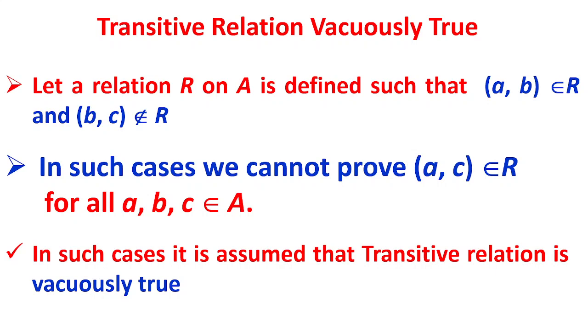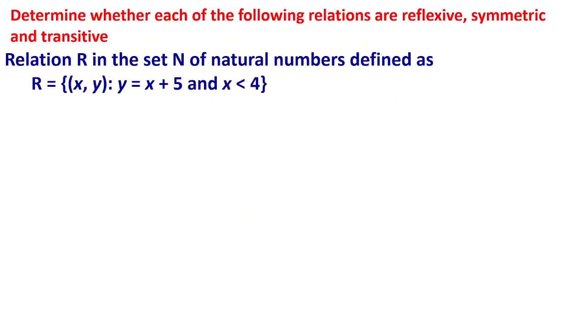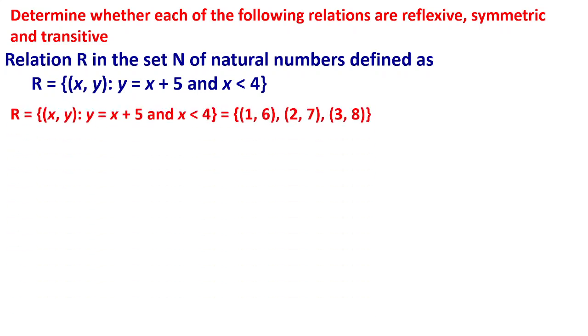Again I repeat, A comma B is available, but B comma C is not available. A is related to B, but B is not related to anything. In that case, it is taken that the transitive relation is true. Let us take one example now, of how it is vacuously true. Relation R on the set of natural numbers is defined by x comma y, where y is equal to x plus 5 and x is less than 4. And I am getting 1 comma 6, 2 comma 7 and 3 comma 8. There are only three elements over here.